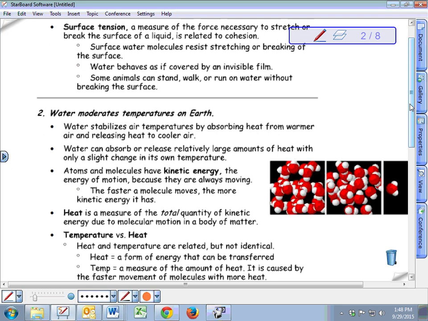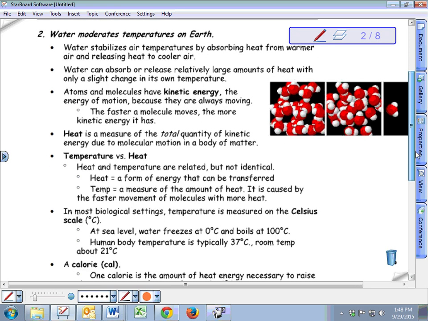Okay, that's cute and all, surface tension. And while there's a few insects that do rely on that to walk on the surface of the water, it's not life-changing. This is life-changing. If it weren't for water, this planet would not be habitable. Water stabilizes the temperature of the planet.